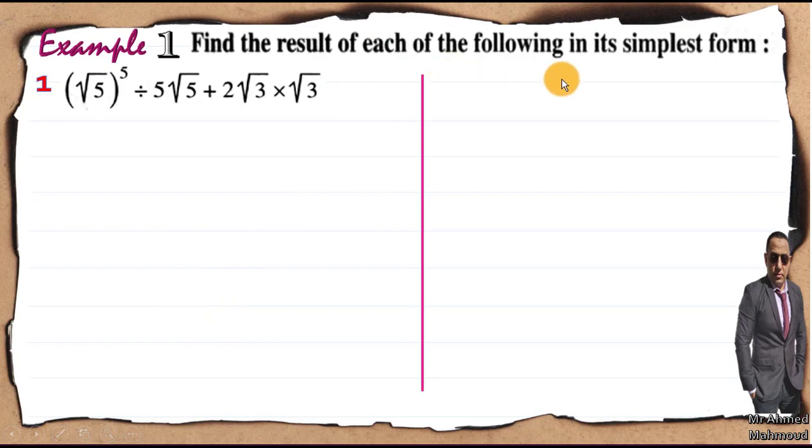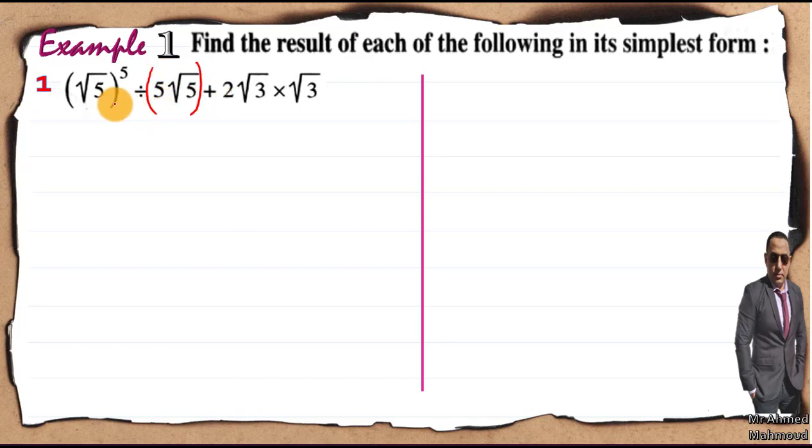Find the result of each of the following in the simplest form. It's not allowed to write this operation in the calculator and find the final answer. You have to solve by steps. By looking carefully at this operation, I have here a power. I have 5 root 5, which means 5 multiplied by root 5. I have 2 root 3. I have root 3. By looking carefully here, 5 root 5 looks like brackets. Again, 5 root 5 is a unit. 5 times root 5 looks like we have brackets.